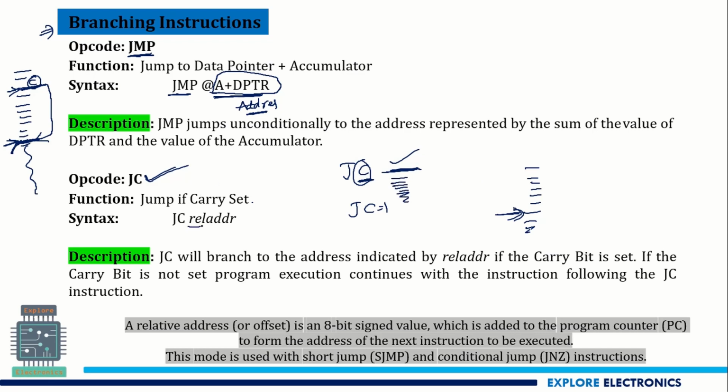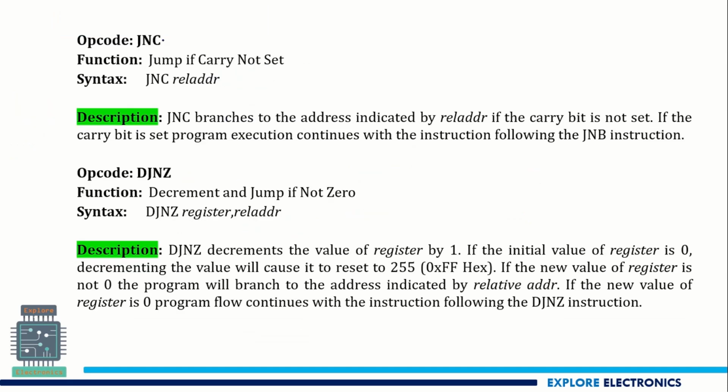Here you can see REL address. This is a relative address. What do you mean by relative address? It is an offset address. This offset address is an 8-bit signed value which is added to the program counter. Program counter will be having the execution instruction address. So this program counter will be added with this offset, and then the branching is going to happen. Then JNC indicates jump if carry is not set. If the carry flag is 0, then only do the jump operation. Otherwise, the normal execution is going to continue.